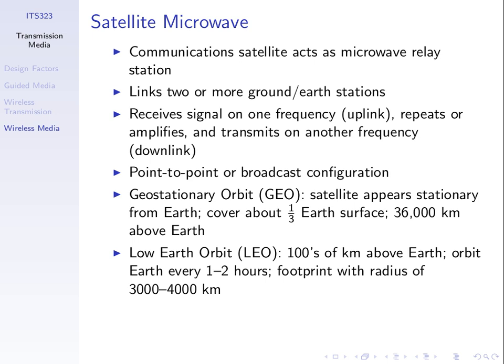To be in such an orbit, you need the satellite to be about 36,000 kilometres above the Earth. And when it's there, and it stays in that orbit, then it can provide coverage of about a third of the Earth. So if you want to have global coverage, you need three satellites around the Earth. So for coverage for everyone in the world, you need multiple satellites there.